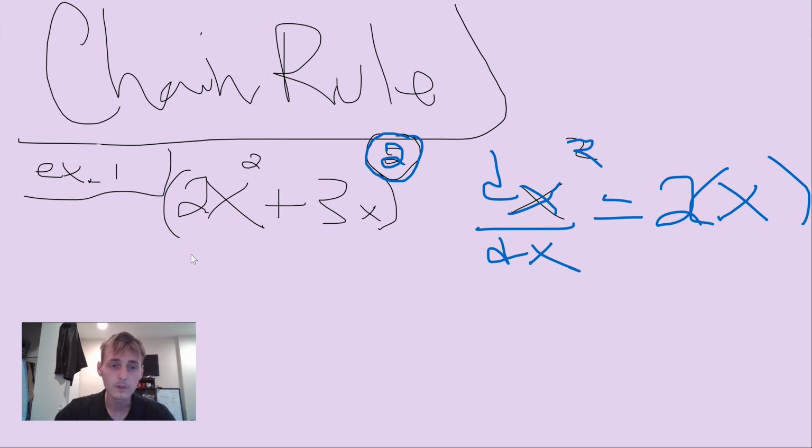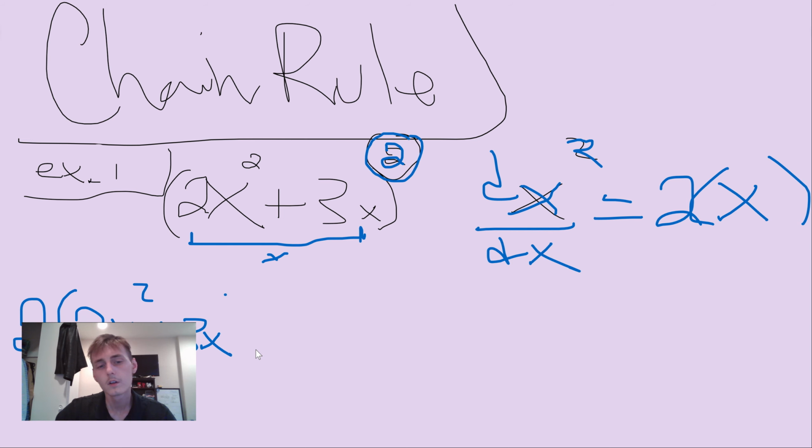And if you remember, where this is our x multiplied by 2, we have 2 times 2x squared plus 3x. And then we get rid of the 2, that turns into a 1, subtract the 1 from the exponent. And this is what we're left with.